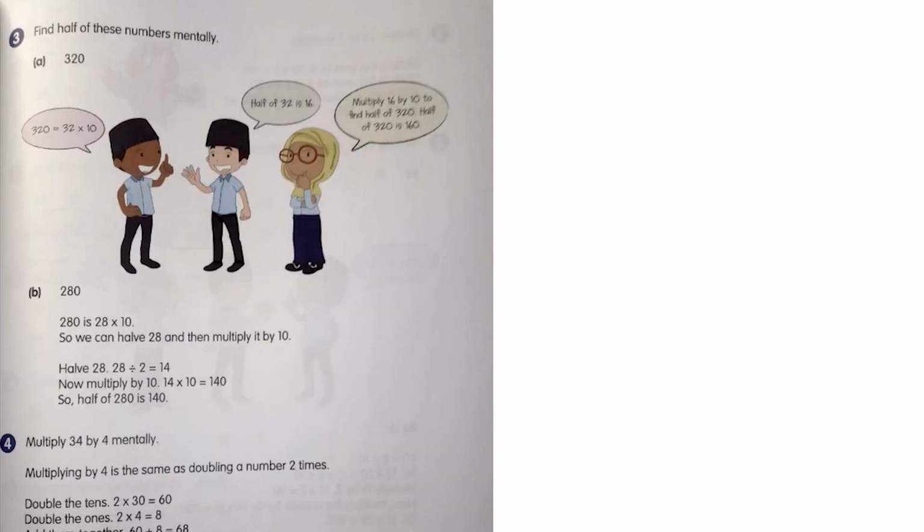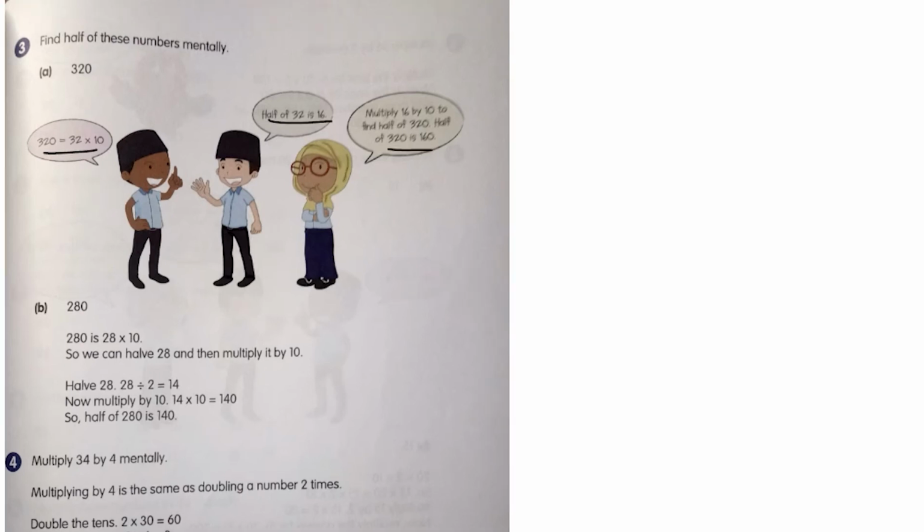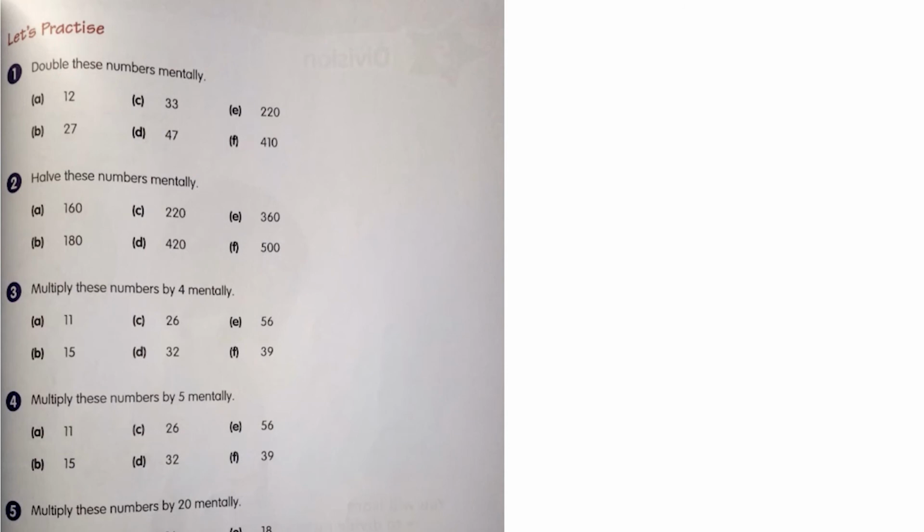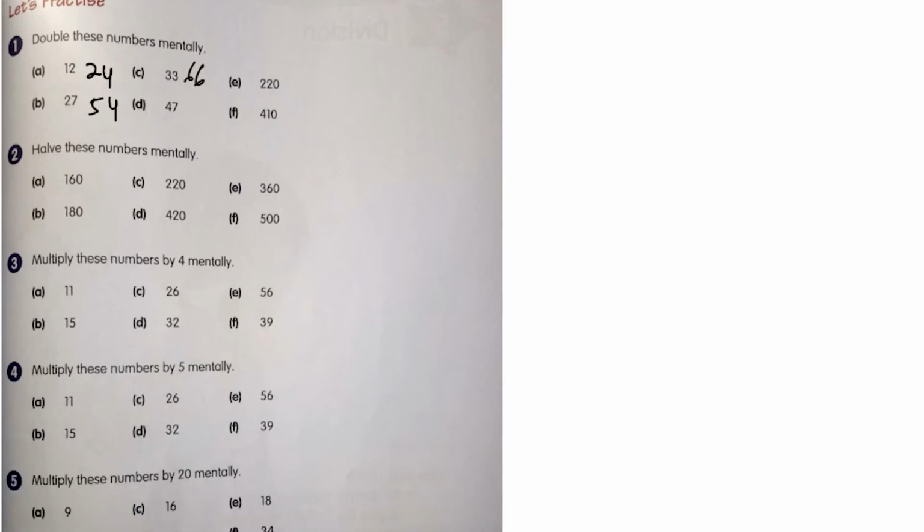Find half of these numbers mentally. 320. The first like this and the next like this. Okay, next. Double this number mentally. Okay, this is 24, 54, 66, and the next 94, 440, and 820.